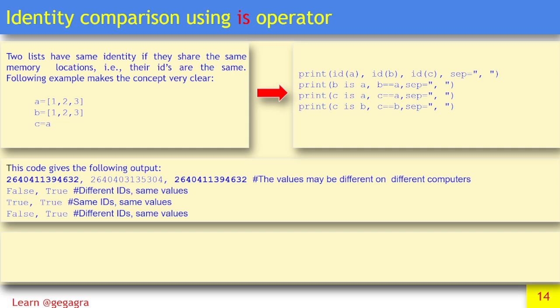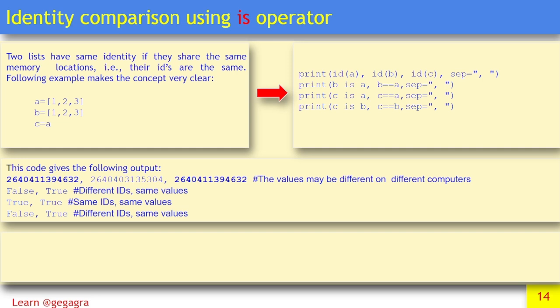When you say print B is A, so what is B? B is this, and this is not A. B is not A, because the location of B is different from the location of A, but the values are the same. The lists are having 1 2 3, so the values of list A, 1 2 3, and the values of list B are also 1 2 3. So the first statement, B is A, will give false, and B is equal to A will give true. Next is C is A.